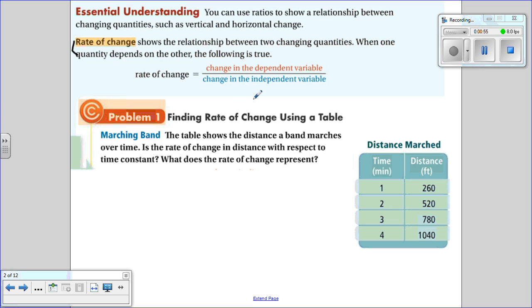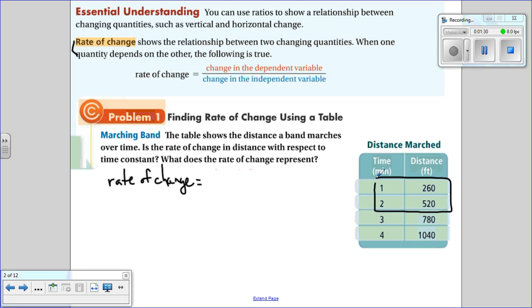So the table down here shows the distance a band marches over time. We want to know, is the rate of change in distance with respect to time constant? Okay, so as this changes, does this change at the same rate? So the way that we do that is we have to find the rate of change for a couple different periods. So the first period is going from minute 1 to minute 2.